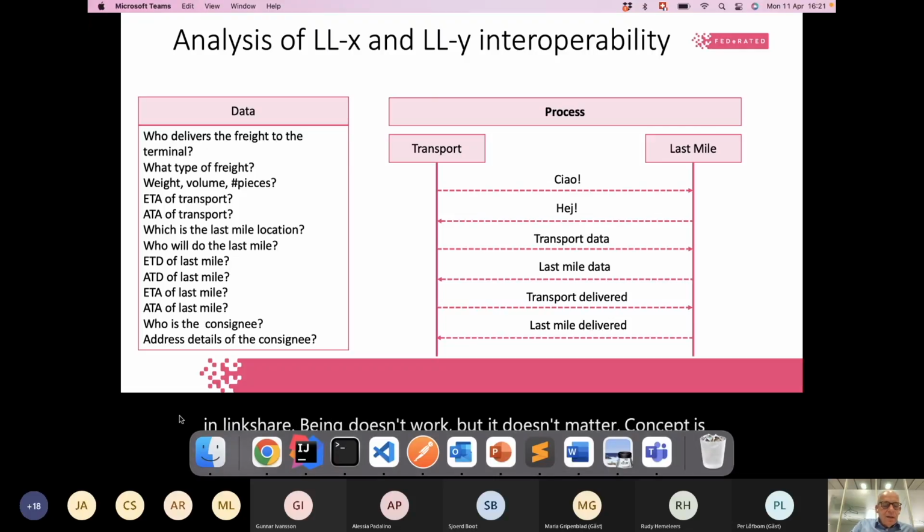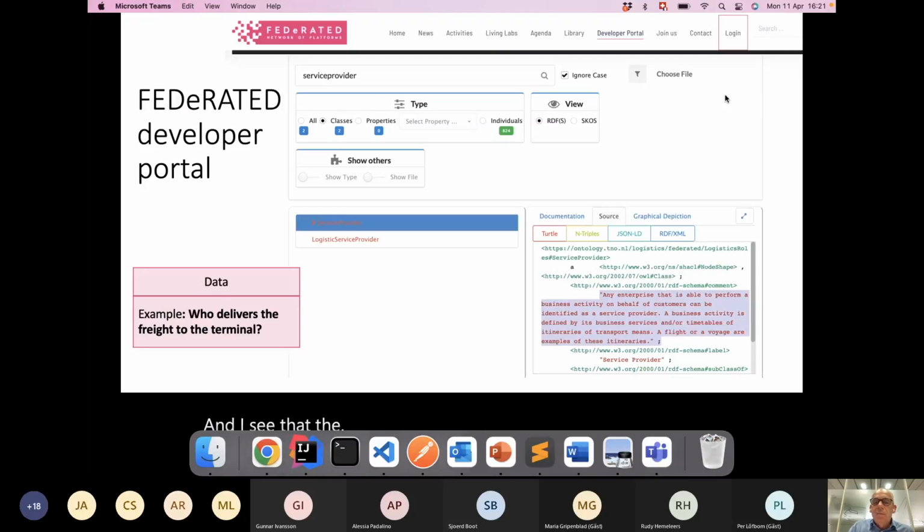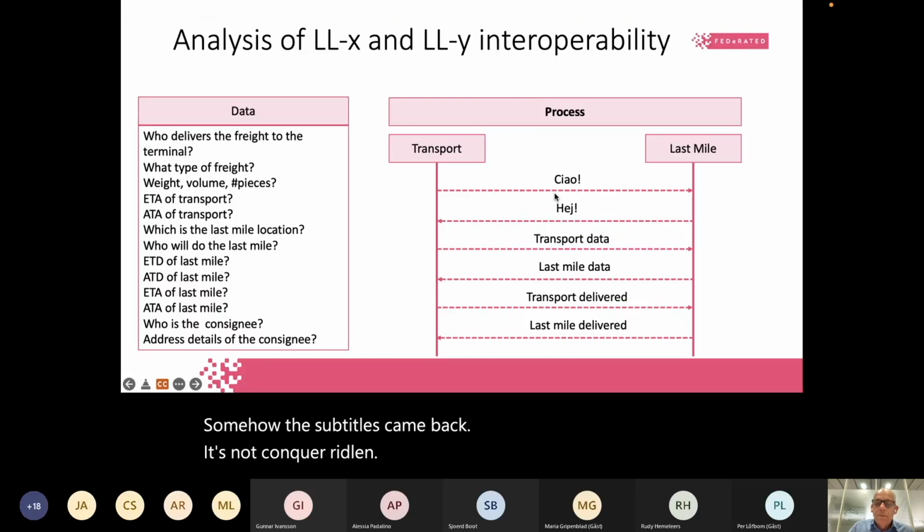And I see that somehow the subtitles came back, and I can't get rid of them. Oops. Okay, never mind. We'll have to live with those for now.